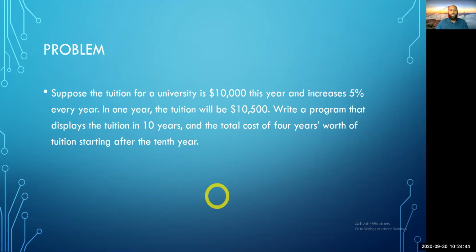So let me translate this. Let's say, for example, tuition for the year 2020 is $10,000, right? Each year after that, it increases by 5%. So I want to see what that final tuition would be in the year 2030, okay? And then I want to see how much somebody would pay over the course of 4 years if they started school in 2030. All right, so that's pretty much what we're trying to do here.